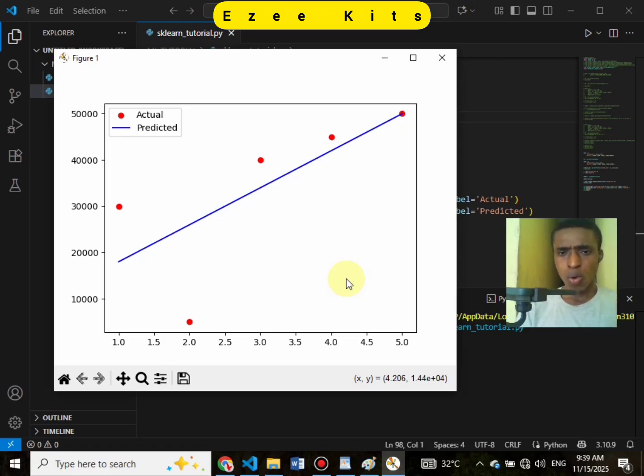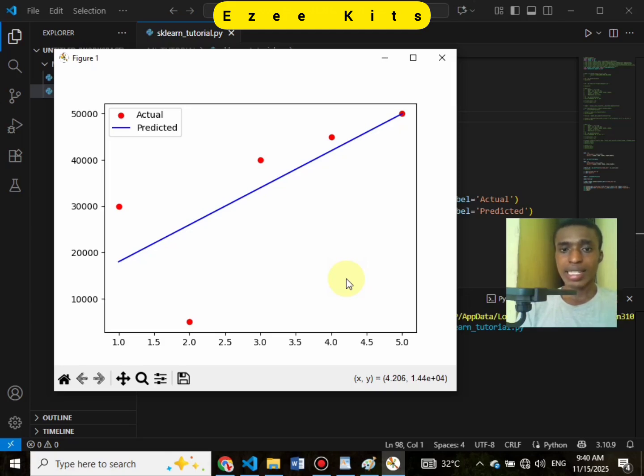Remember what I said, we are going to make use of three methods to do that, which are the mean squared error, the mean absolute error, and the R2 score. For the mean absolute error and the mean squared error, the lower your value, the better your model is going to perform.